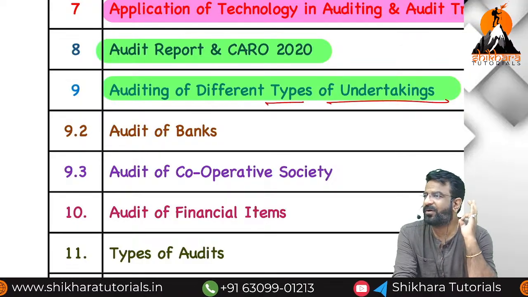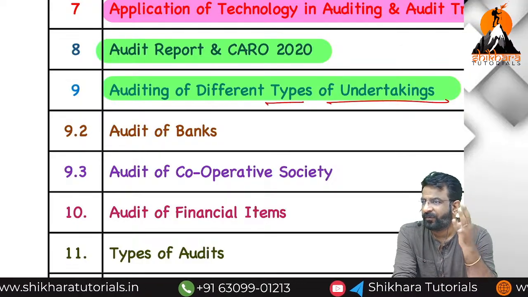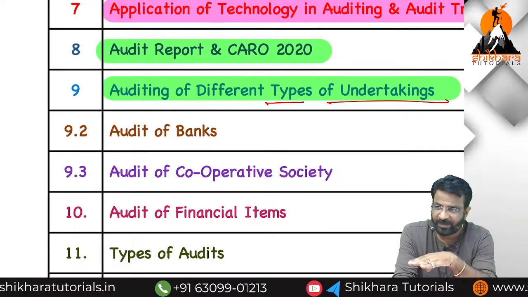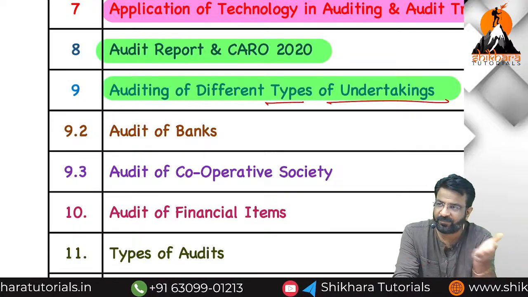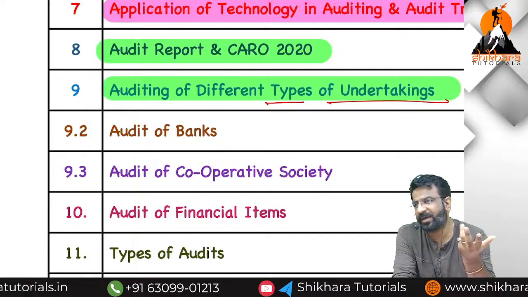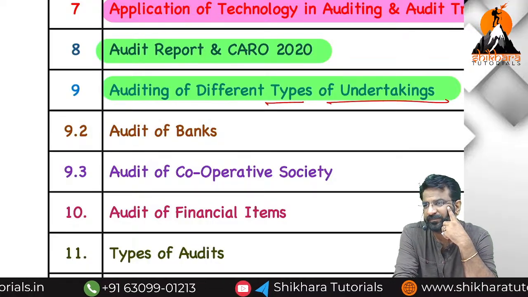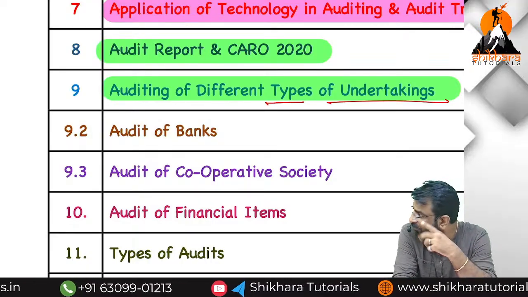Close your eyes, think of 4 incomes, 4 expenditures, 4 assets, 4 liabilities. The answer for 16 points is ready. Did you get the point? That trick we'll understand in this chapter.